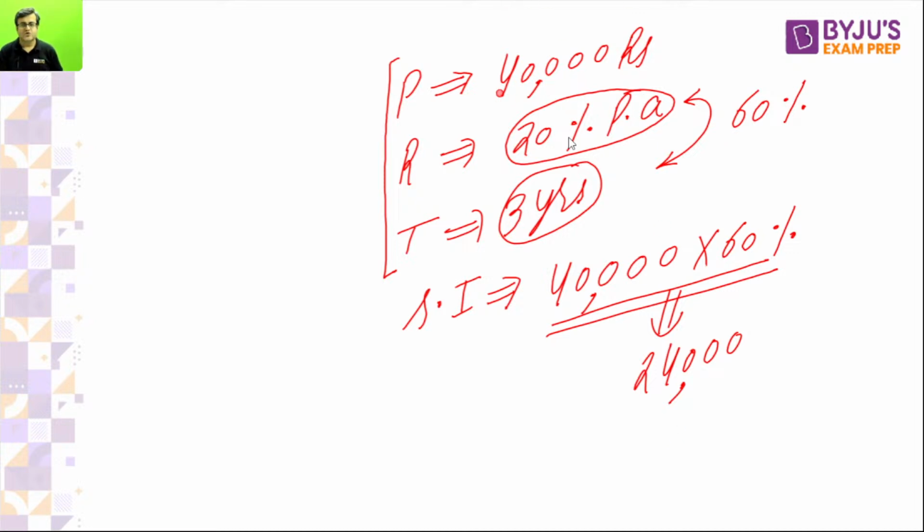Okay, better. So 20% is the interest in 1 year, so in 3 years, total interest will be 3 twos are 60. Total interest is 60%. Interest is always calculated on principal. 40,000 ka 60%. That's it.